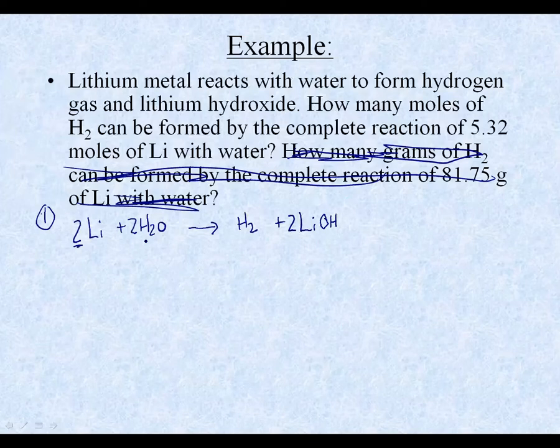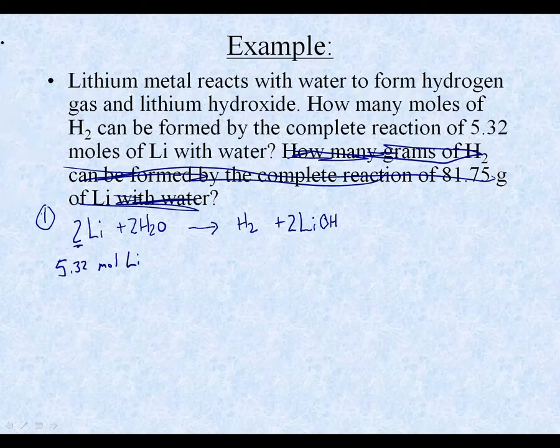The next thing we want to do is take whatever they gave us, which in this case is 5.32 moles of, I believe, lithium. Double check there just to make sure. There it is. And we're interested in how many moles of H2 we could form.